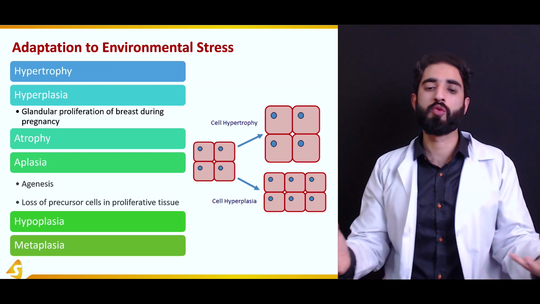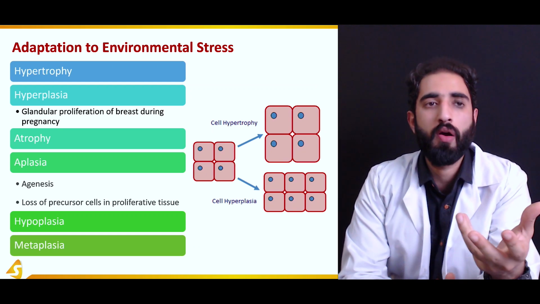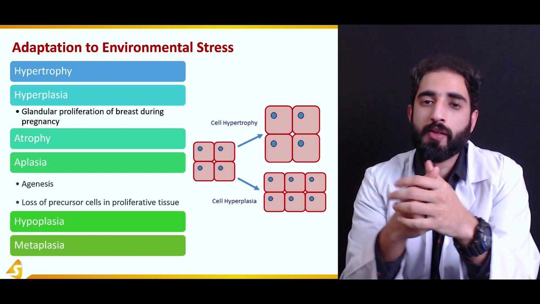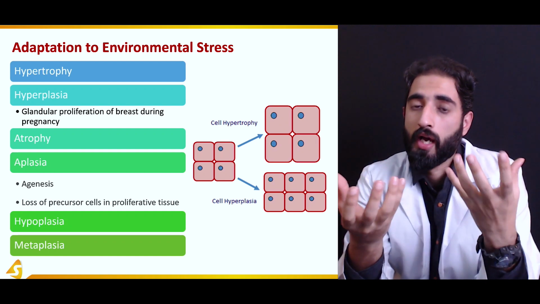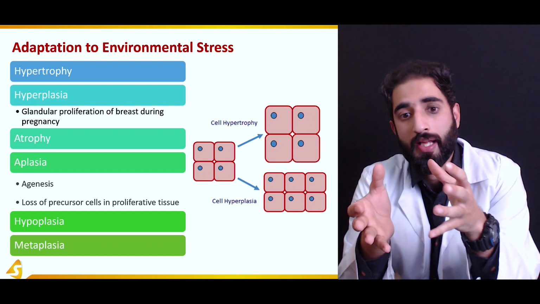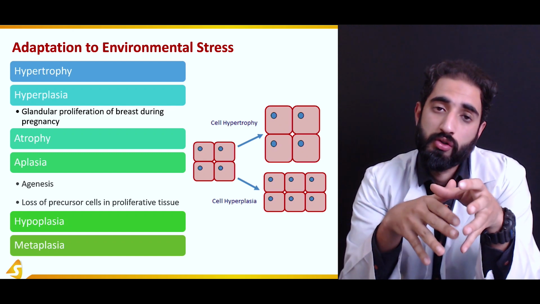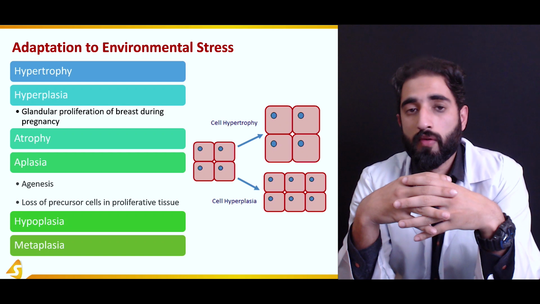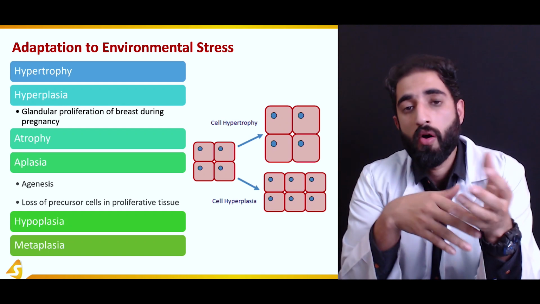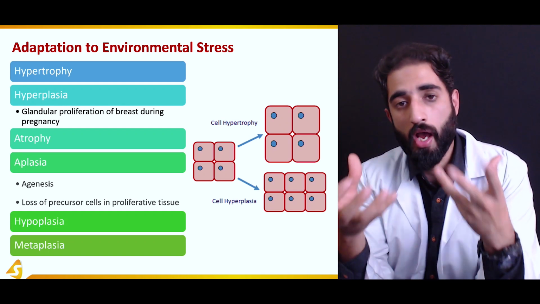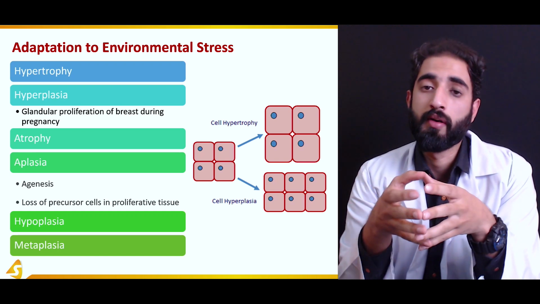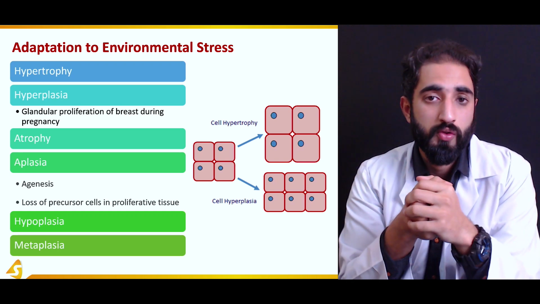Now, adaptation to environmental stresses. Our body is very dynamic. It responds to stimuli from the outside, and our cells, in terms of their structure, their number, and their functioning, also respond to different types of stimuli from the environment. And that environmental stimuli can also be in the form of stress.